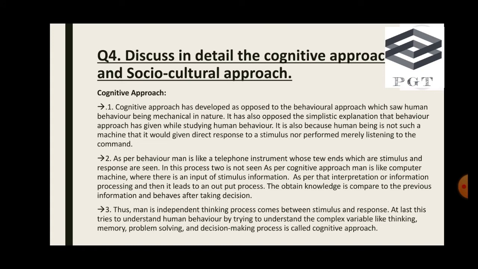Discuss in detail the cognitive approach and the socio-cultural approach. The cognitive approach developed as opposed to the behavioral approach, which showed human behavior as mechanical in nature. It opposed the simplistic explanation that the behavioral approach gave while studying human behavior, because the human being is not such a machine that it would give a direct response to a stimulus, or merely perform by listening to a command.